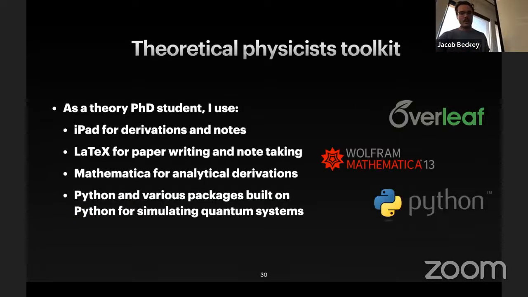And for the last few minutes, I just want to take a step back from the content, and part of CU Prime is about fostering connections within the community at CU, and also providing some guidance for people that are interested in research. And so I just want to say a little bit about what theoretical physics students use on a daily basis.